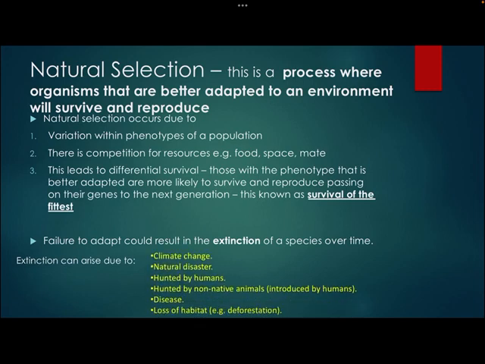Extinction could arise due to climate change, natural disasters, being hunted by humans, hunted by non-native animals that have been introduced by humans, disease, or the loss of a habitat, such as deforestation. If they can't adapt to the new environment, then they will not be able to survive or pass on those genes.